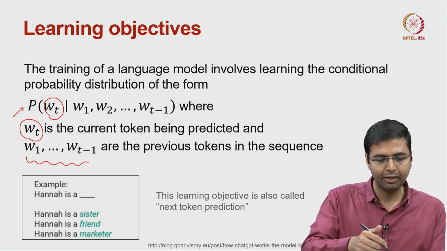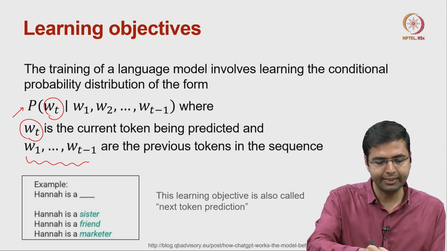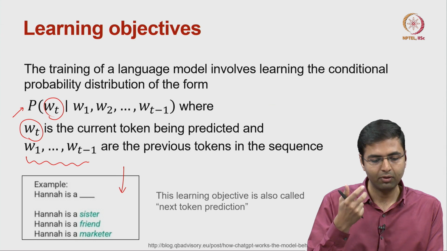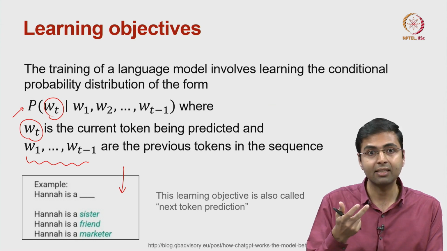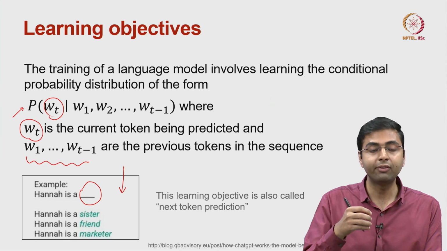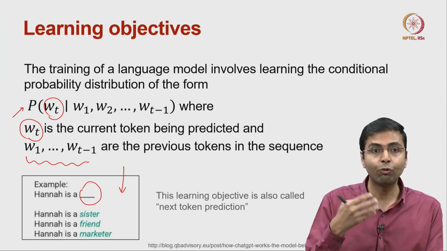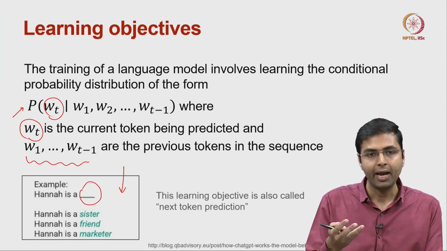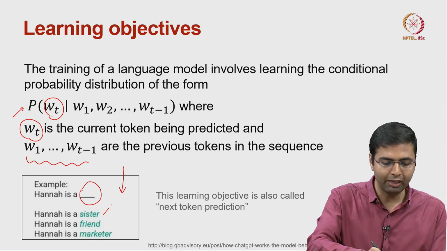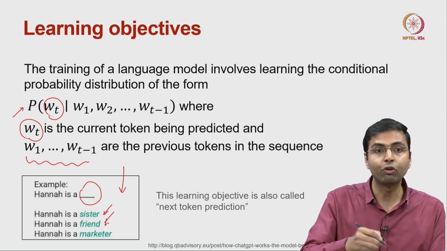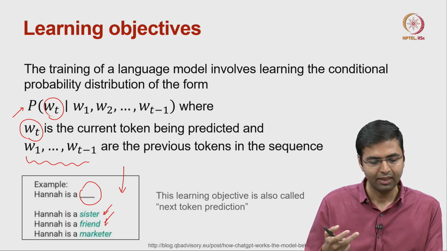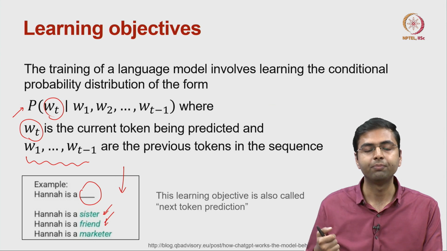So, for example, in this case, as shown below, the 3 available tokens are "Hannah is a", and the missing token that the model is being trained to predict is the 4th token. In this case, the model would learn different probability values for different words in the vocabulary. For example, Hannah is a sister, Hannah is a friend, Hannah is a marketer, and so on, right?